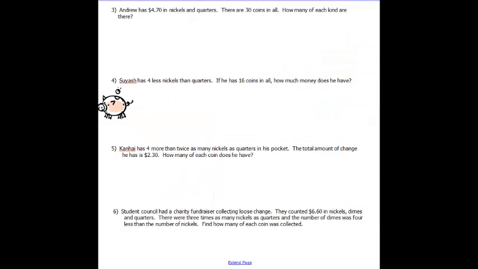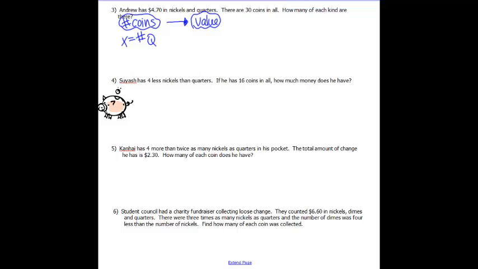Here's a great one. This goes back to our total problems. Andrew has $4.70 in nickels and quarters. There are 30 coins in all. How many of each kind are there? I'm going to set my stage. If I let x be one of the coins, I don't care which one. Let's let it be the number of quarters. How many nickels do I have? Let's say I have 5 quarters. How many nickels are there? Well, we're told there are 30 coins in all, so he'd have to have 25 nickels if I have 5 quarters. If I have 10 quarters, then I have to have 20 nickels.